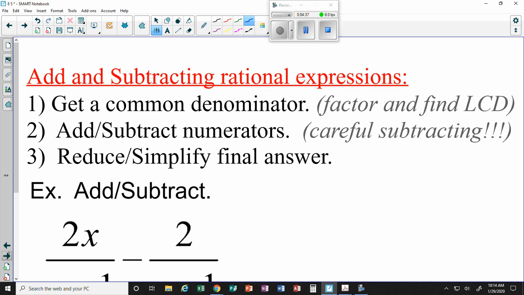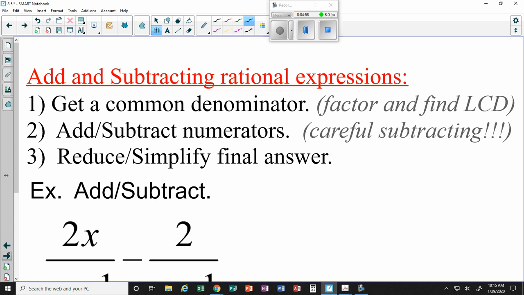So, adding and subtracting rational expressions. First thing you need to do is get a common denominator. One thing that'll make it easier is to factor. So you can see, okay, what is this made up of? And then you're going to find the least common denominator.